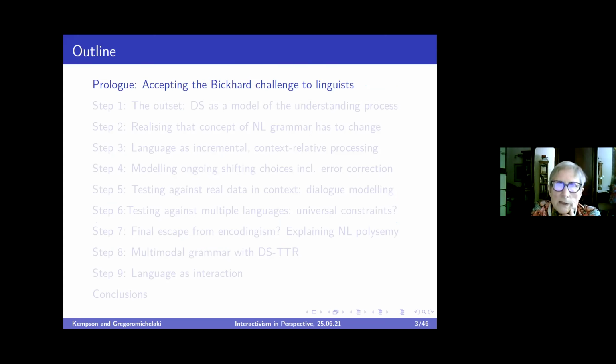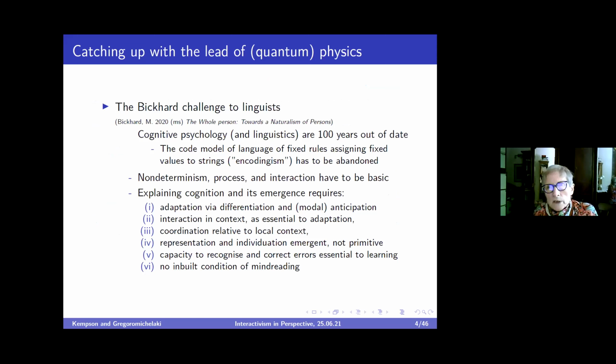Okay, so here is our taking up of the challenge. Most of you won't be very familiar with this, but linguists in general are not. What we take as the big hard challenge to linguists is that cognitive psychology and linguistics are quite 100 years out of date, and we need to catch up with the lead of quantum physics, as indeed everyone else has been doing, because the code model of language, of fixed rules assigning fixed values to strings, encodingism as he calls it, has to be abandoned. It has to be replaced by explanations which have non-determinism, process and interaction as central and basic.